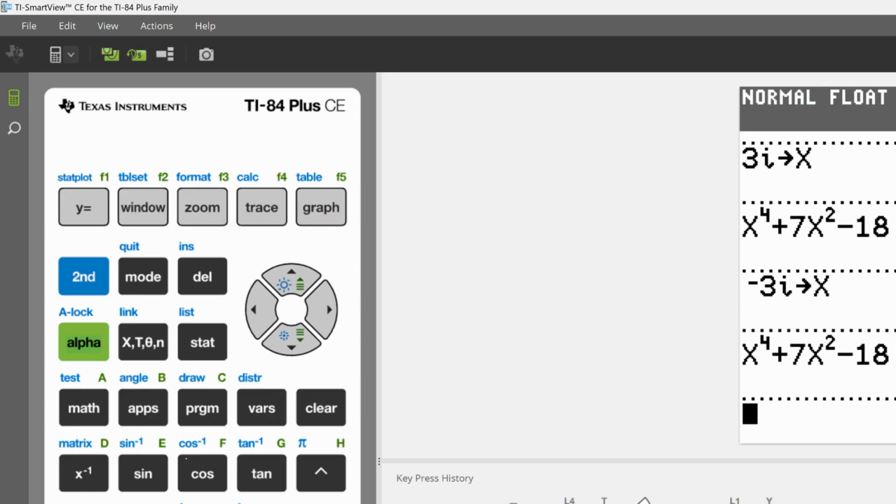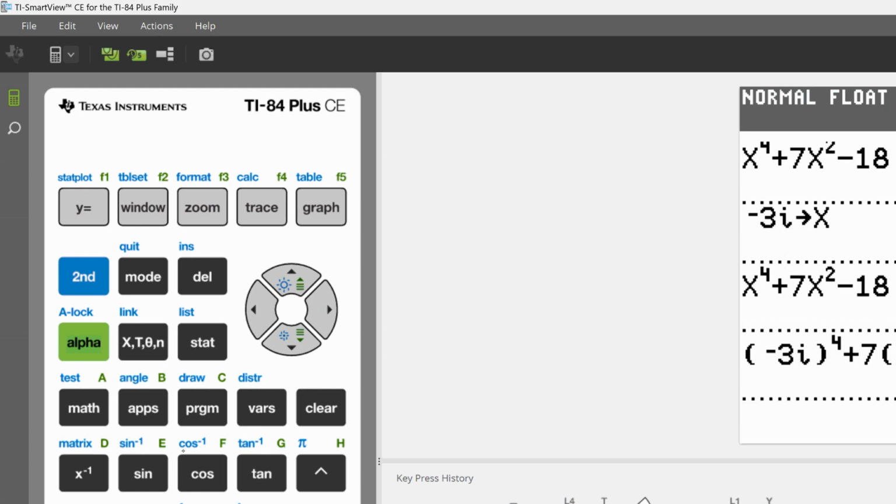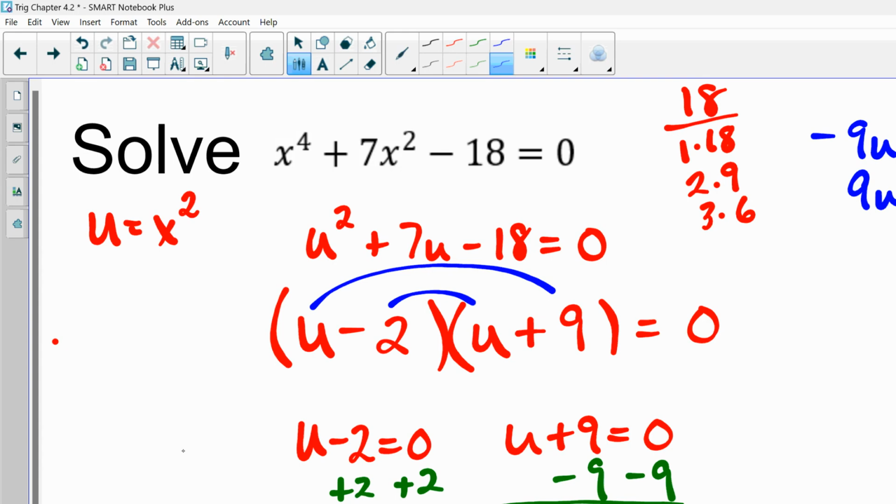If we don't remember the order to do that, I can do parentheses negative 3i to the 4th plus 7 parentheses negative 3i squared minus 18. I can also plug it in for x. Either way, it'll show us that these are indeed the solutions.